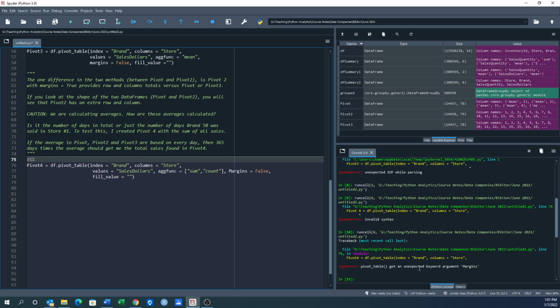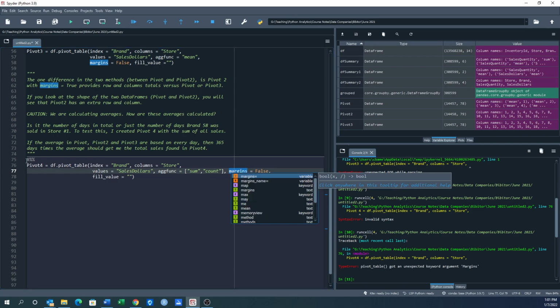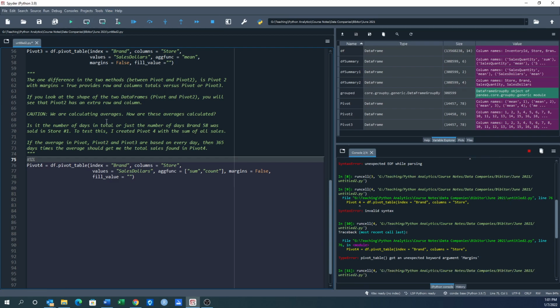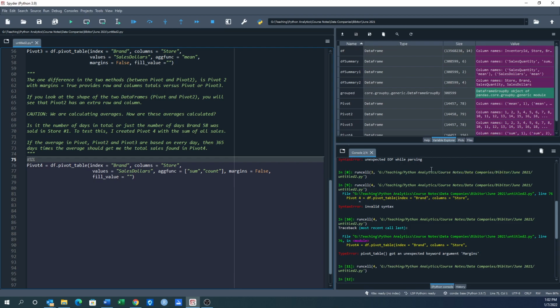No, didn't like that. Margins, I think I've got that spelled right. Oh, small m, right? That's what it was, right? Margins. That's not right. Let's try it again. Ooh, it's working. I like that. That's fun. All right, so let's look at pivot 4. What do we got, pivot 4?